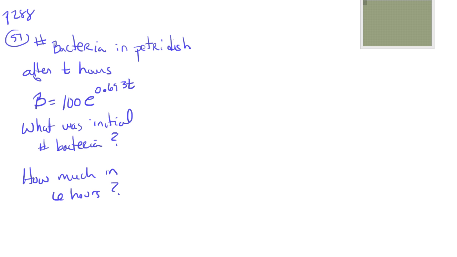So I want to know the initial number of bacteria. Well, I don't even need a calculator for that. The initial number of bacteria is going to be, well, plug in 0 up here, right? Or actually, I don't even need that. Just look at the problem. The initial number is 100. It's the number in front. If this was a 0, the whole thing goes to 0. E to the 0 is 1. 100 times 1 is 100.